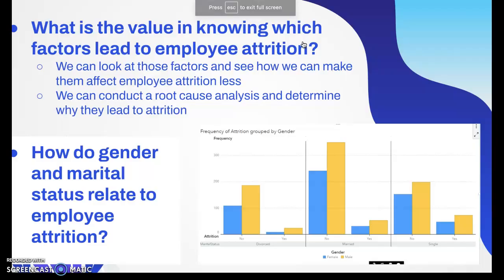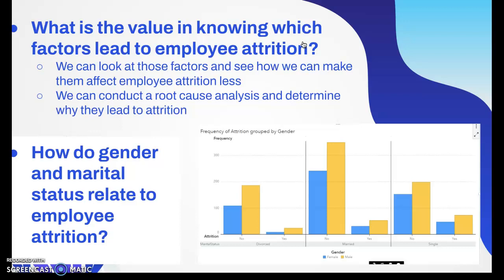So what is the value in knowing which factors lead the company to attrition? So we can look at these factors and see how we can make them affect employee attrition less. And we can conduct a root cause analysis to determine why they lead to attrition.